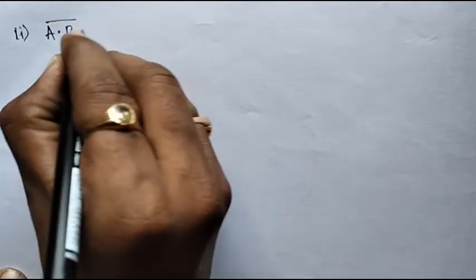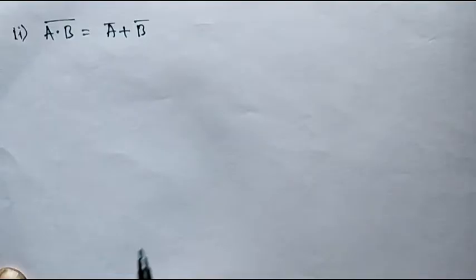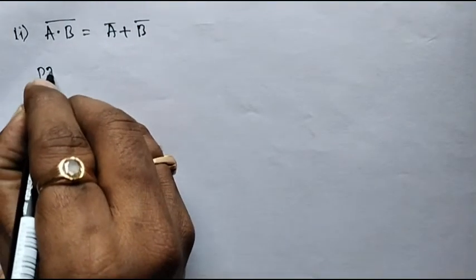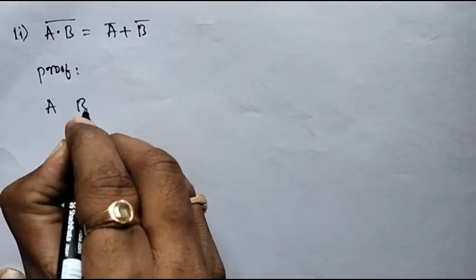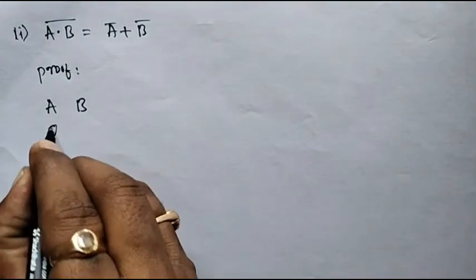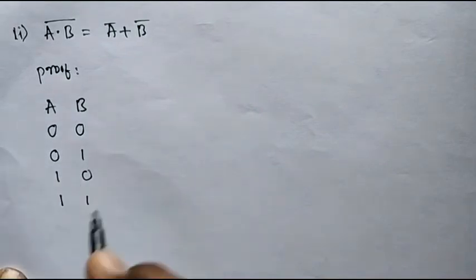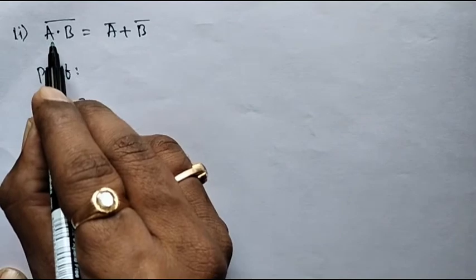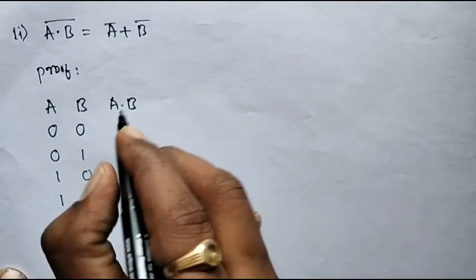De Morgan's second theorem, that is (A dot B) whole bar is equal to A bar plus B bar. Let's prove this. We have two variables A and B. Possible inputs are 00, 01, 10, 11. On the LHS side, I need (A dot B) whole bar. First perform A dot B.